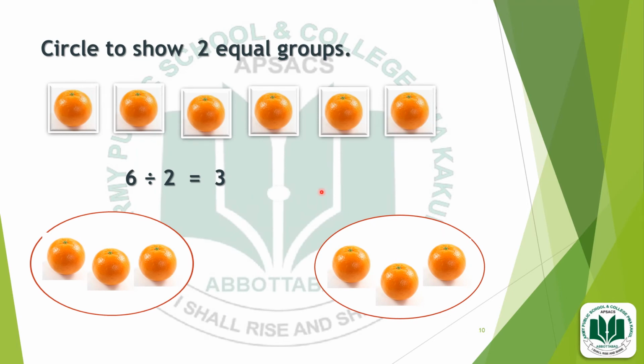Okay students, now the example is the same but the question is different. We have 6 oranges and you have to show 2 equal groups. Again for this we will divide the number 6 by 2 and the answer is 3. But now here 3 is the number of things in each of the 2 groups. You can see we have 2 equal groups and each group has 3 things. I hope now the concept of group of 2 and 2 groups, 2 equal groups, is clear to you.